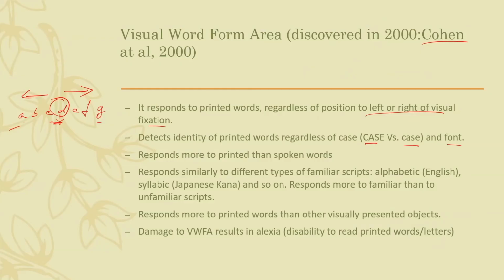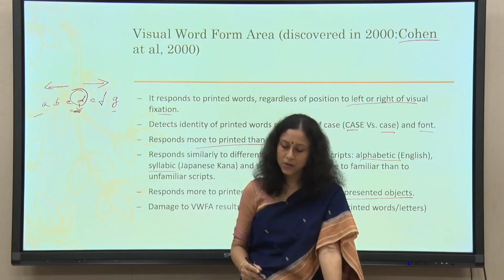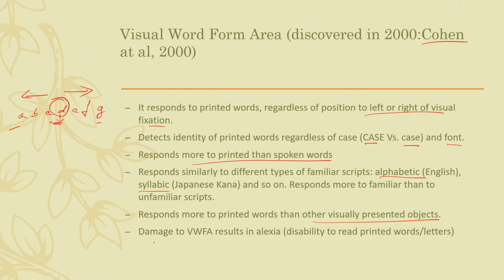This area has also been found to respond more to printed words than to spoken words. So, that is why it is called the visual word form area. It responds similarly to various different types of familiar scripts, whether alphabetic, syllabic, or any other kind of script. It responds more to printed words than to any other visually presented objects.